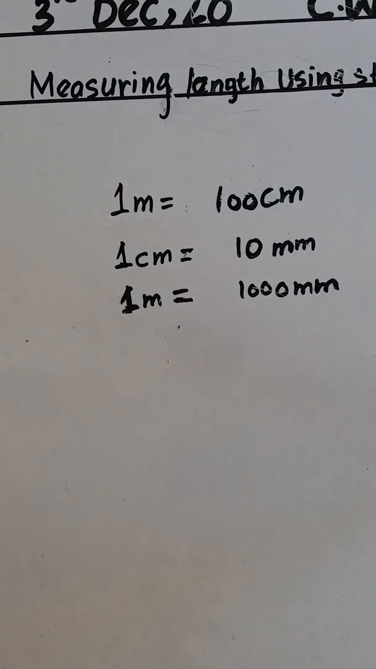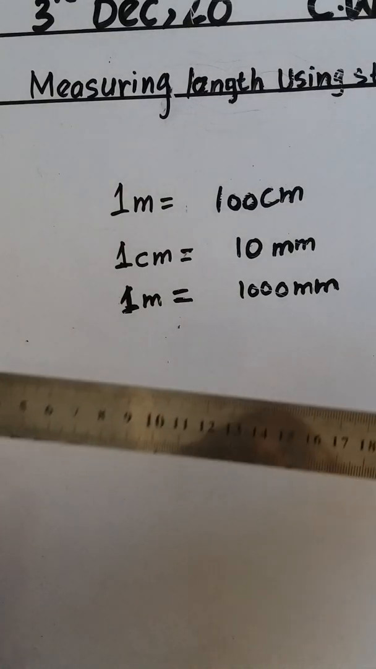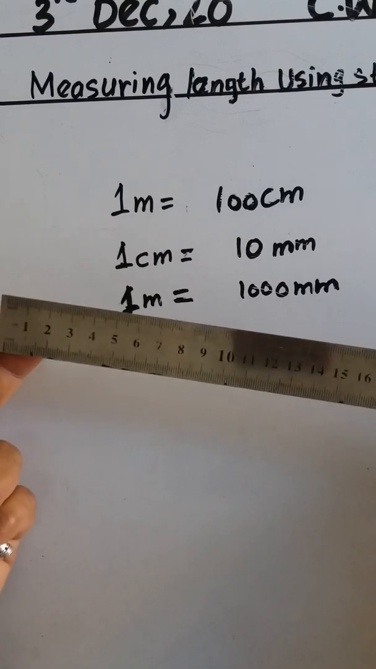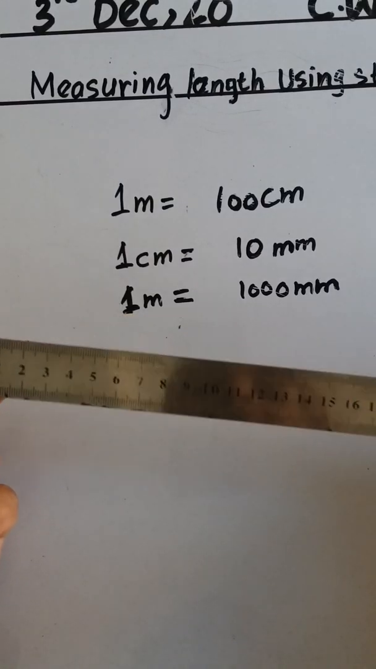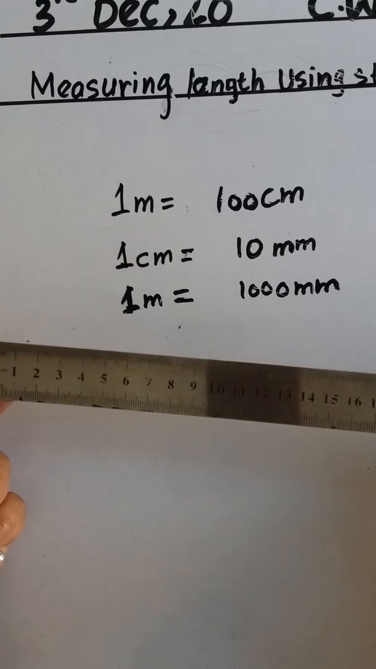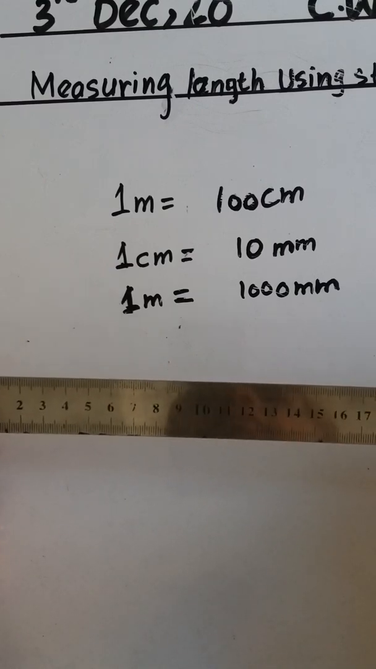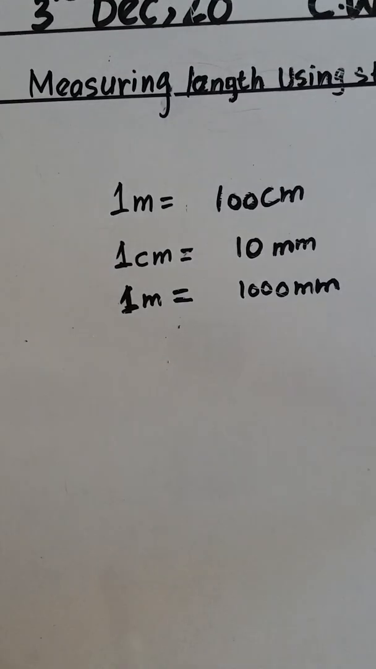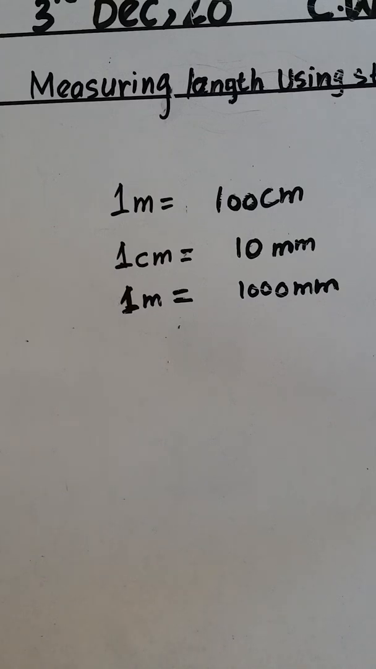Measurement units are used. Sometimes we have a scale. This is a measuring instrument. We call it a scale, and we use it in this class for drawing lines. Okay, grade 1. So in this unit I will tell you when we need to use meters, when we need to use centimeters and millimeters.